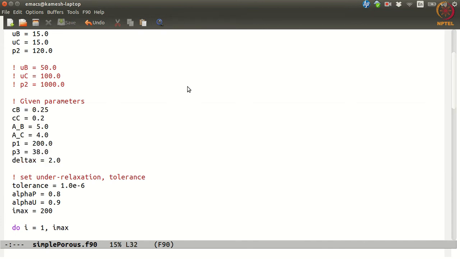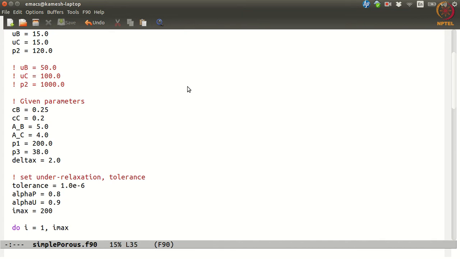Next, we set the tolerance value. That is the smallest value we want to converge this code to, which is 1 times 10 to the power minus 6. Then the under-relaxation value for the pressure, we set as 0.8. For the velocity, we set it as 0.9.